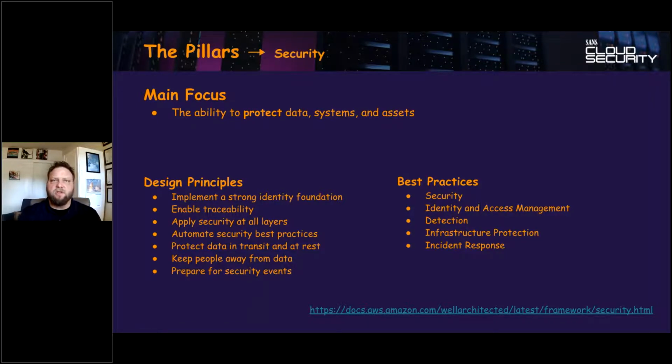Infrastructure protection. Focus on protecting your infrastructure. Detection and response are also very important. Are we detecting what's going on? We don't want to be blind, and have processes in place for how we're going to respond when things happen. Good, bad, or indifferent, we need to be able to respond to incidents. Also, apply security at all layers and automate as much or as many of the best practices as you can along the way.